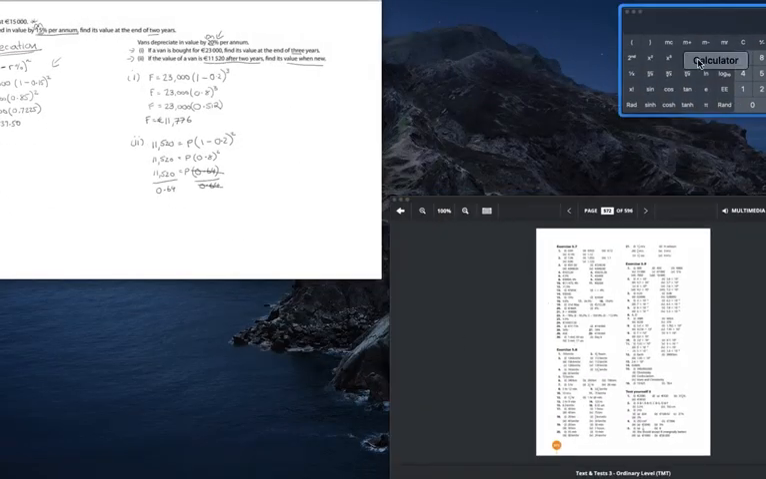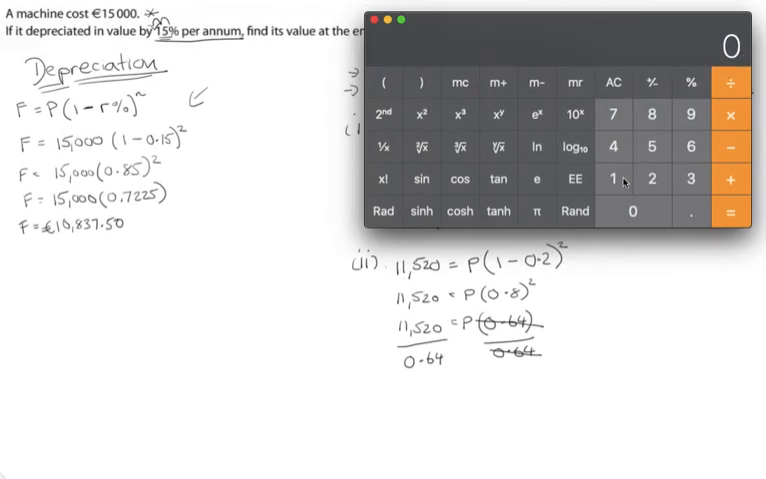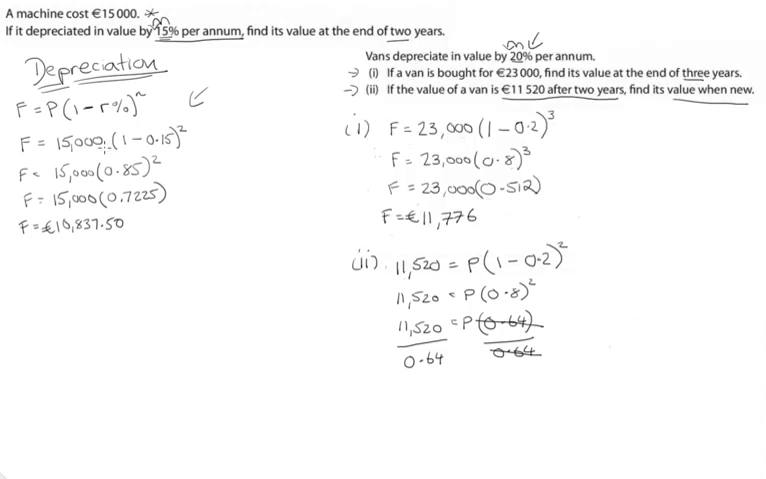So we just need to go back to our calculator. 11,520 divided by 0.64, and that will give us 18,000. So the price of the van when new was 18,000. And that's the two types of depreciation sums that you're going to need to know how to do.